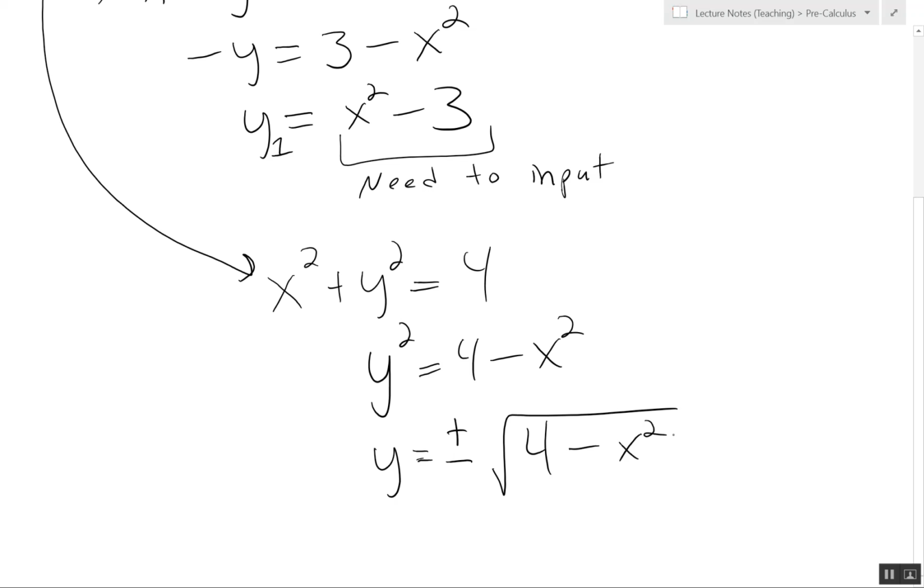And so we're going to have two functions, one for the positive root and one for the negative root. And once we put both of those functions in, that will draw us the entire graph.